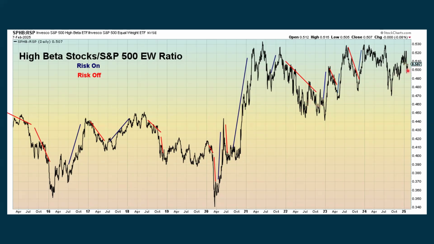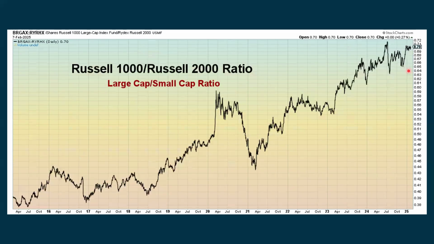We're not really seeing much of anything right now, so I haven't been showing this chart. And then we look at a ratio between large caps as measured by the Russell 1000 and small caps as measured by the Russell 2000. The Russell 1000 is kind of the equivalent of the S&P 500, and we've just been chopping around right now. Small caps have really been disappointing.